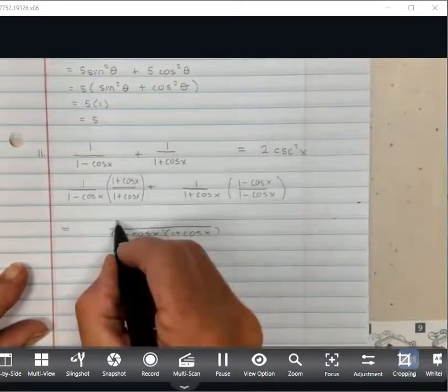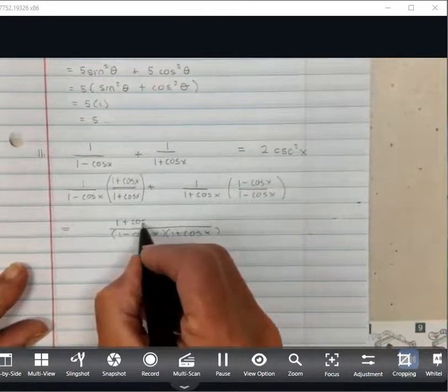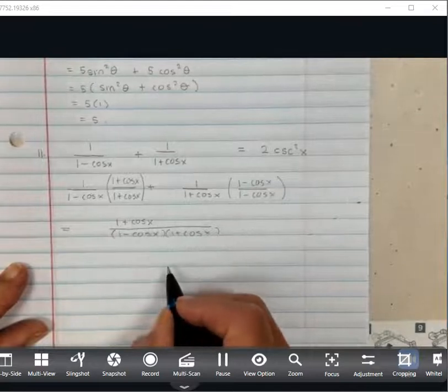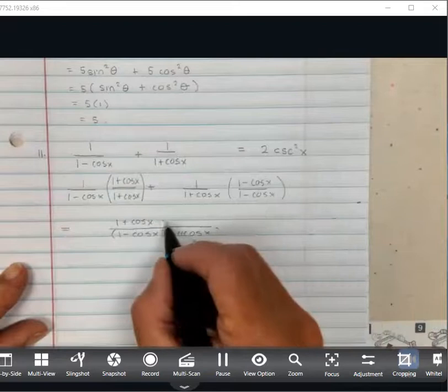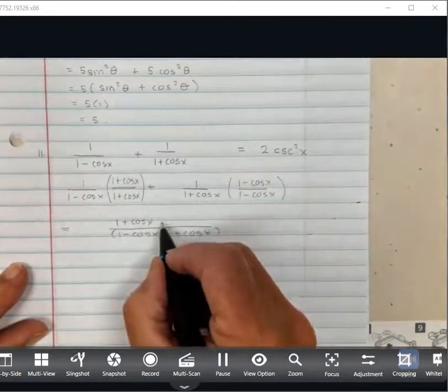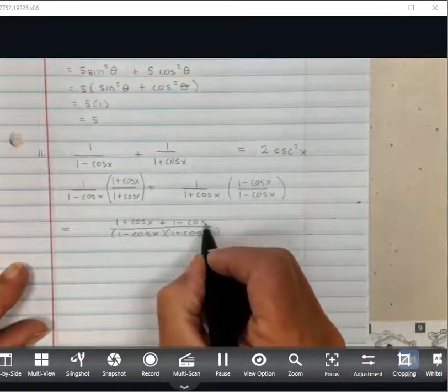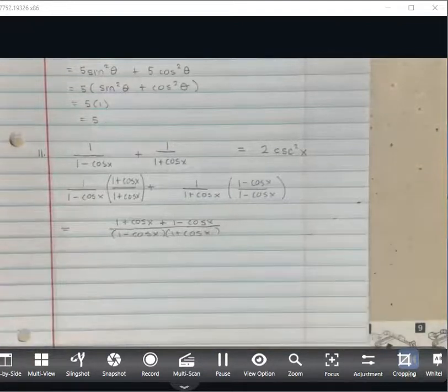1 times that gives me just that. The parentheses are doing nothing for me, so I'm going to bag the parentheses here. Same deal here. 1 times that just gives me 1 minus cosine with this plus sign. And I have my numerator over the common denominator. And then the cosine of x on top minus the cosine of x on top adds to 0. So I just have 1 plus 1 is 2.